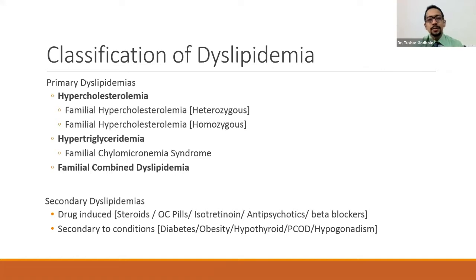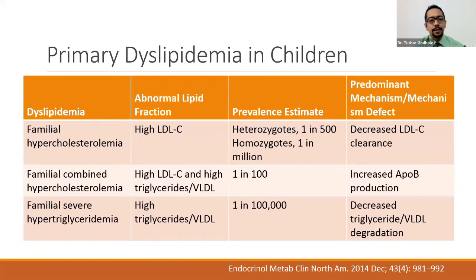What are the secondary causes of dyslipidemia in children? The common ones are diabetes, obesity, hypothyroidism. PCOS is also one of the secondary conditions that can give rise to dyslipidemia, particularly. Drugs like steroids, OC pills, vitamin A, certain antipsychotics can also give rise to dyslipidemia.